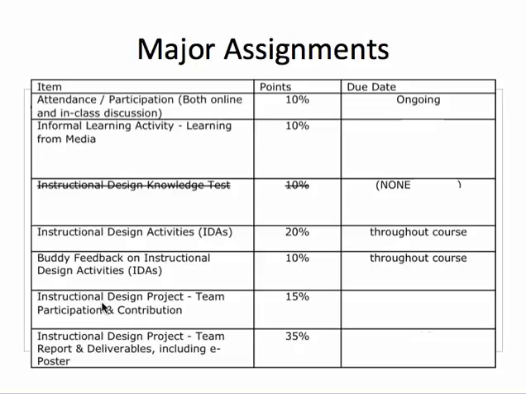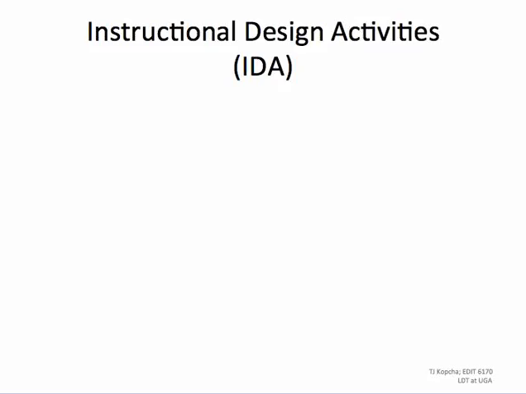The instructional design project itself, just participating on a team, you're going to have a chance to report out to each other and that sort of thing. That will get you 15% of your grade. And then the instructional design project itself, the deliverables, the report, and even what I'm calling an e-poster, that's the big one. And so that'll be 35% of your grade, which should add up to 100, and if it doesn't, I will correct it and let you know in class. Okay? So let's get to the good stuff.